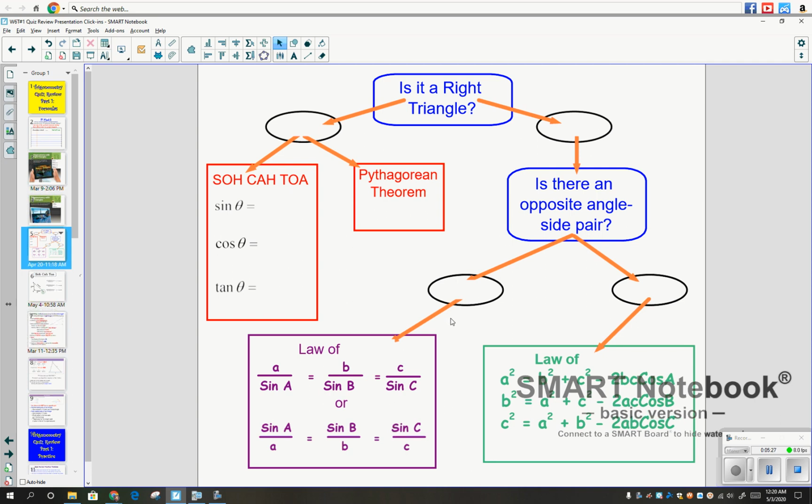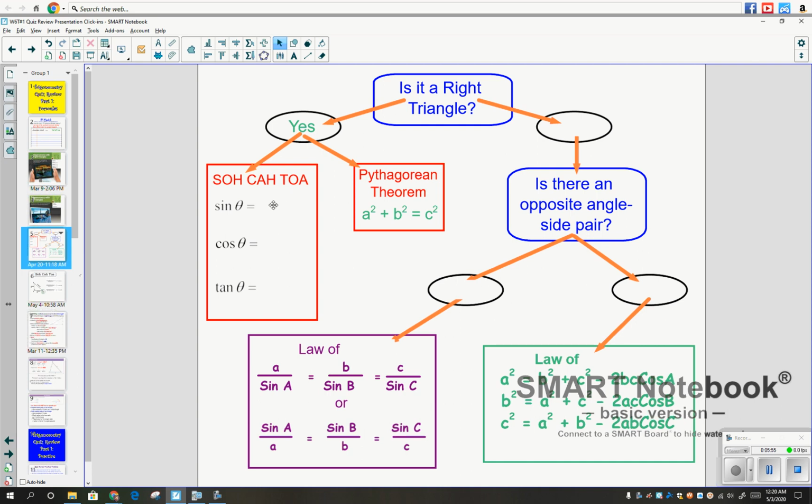Remember, these are the questions to ask for what am I going to use to solve this triangle? The question is, is it a right triangle? That's the first question we have to ask ourselves. If our answer is yes, you have the Pythagorean theorem or SOHCAHTOA. Pythagorean theorem is a squared plus b squared equals c squared. We're going to use that if I know two sides of a triangle and I want to find the third side. That would be our first option.